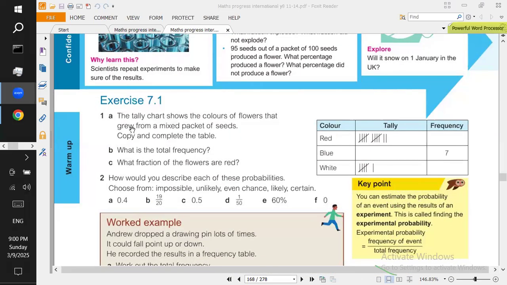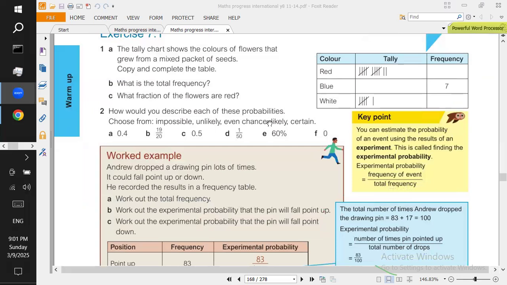These questions are easy. For example, the tally chart shows the colors of flowers that grew from a mixed packet of seeds. Copy and complete the table. So here, red ones have how many? These are 5, 5, so 12. So you write 12 here. And this one's 7. It means you put 7 lines like this. And then the white ones will be 6, so you write 6. This is how you fill the gaps in a tally chart.